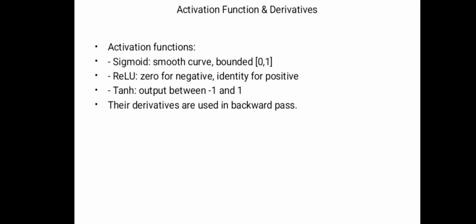Third, tanh, hyperbolic tangent, which is similar to sigmoid but ranges between -1 and 1, often used when you need a centered output. During backward propagation, we use the derivative of the function to calculate gradients, which helps us update the weights effectively.